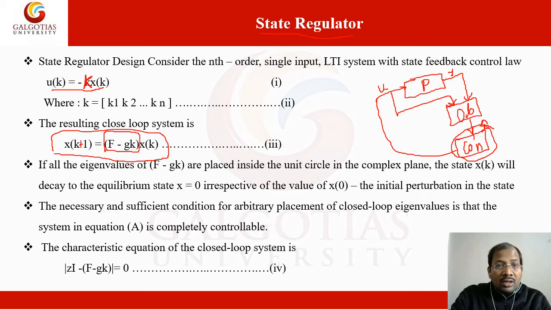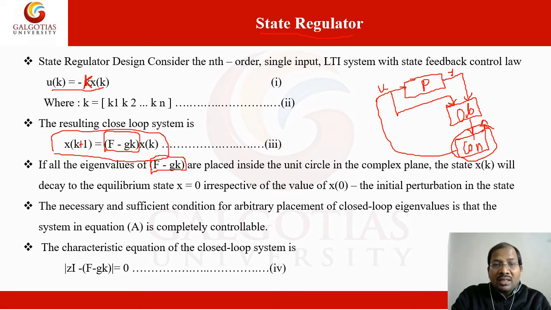So here the eigenvalues of F minus GK, the system matrix of the desired system, are placed inside the unit circle in the complex plane. The state xk will decay to the equilibrium state x0 irrespective of the value of x0. No initial perturbation in the state is necessary.